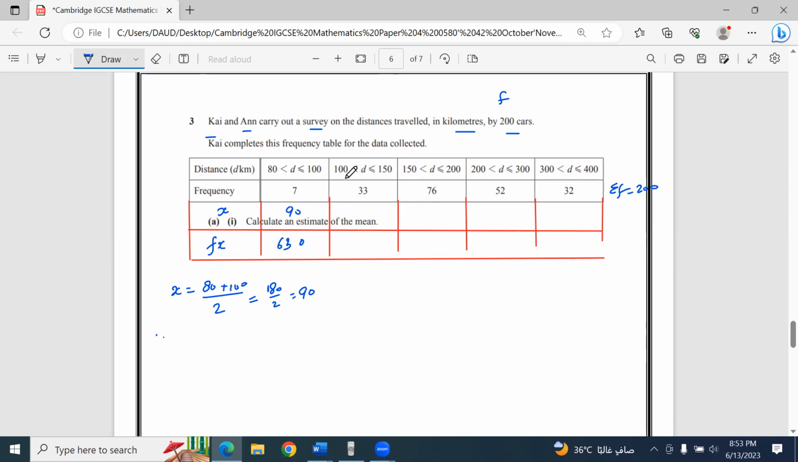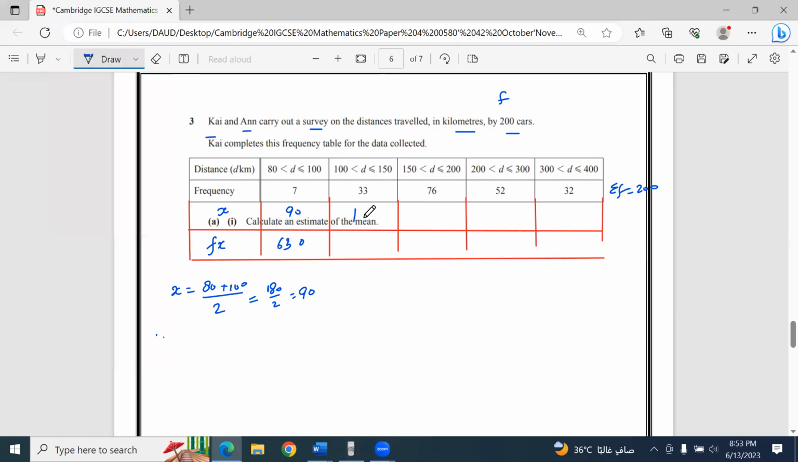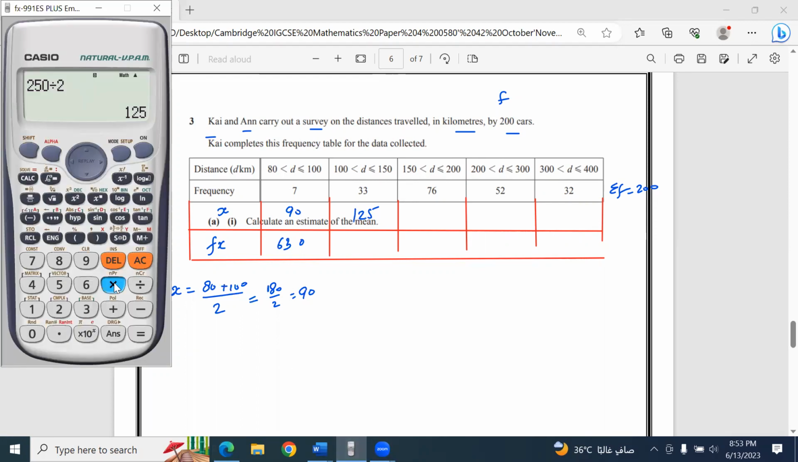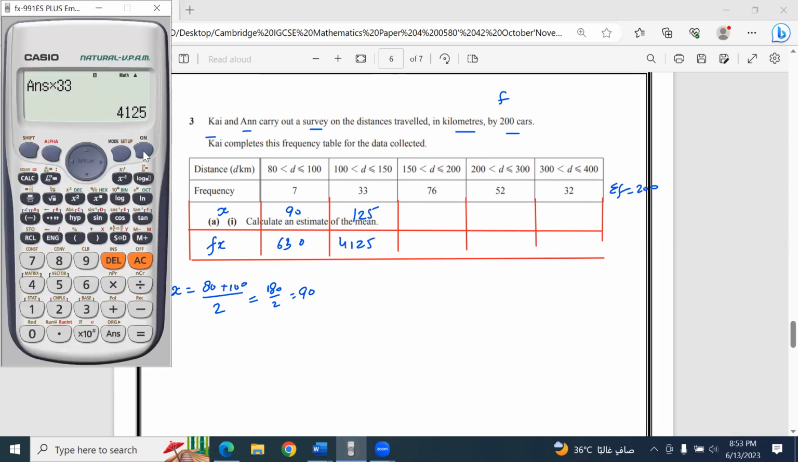63. And here 100 plus 150, which gives us 250 divided by 2. That gives me 125. And 125 multiplied by 33 gives me 4125. Next one is 200 plus 150 means 350. So we have 350 divided by 2. That gives me 175 multiplied by 76. It gives me 13,300.